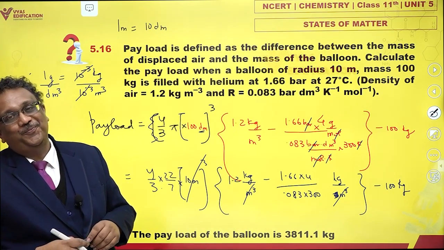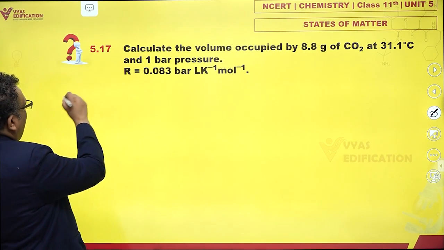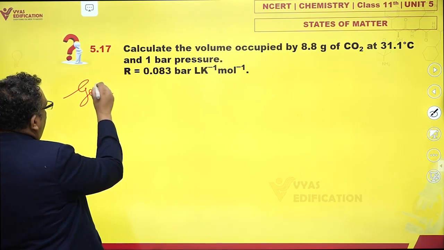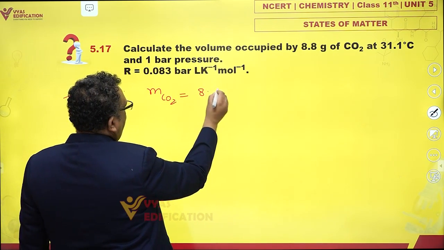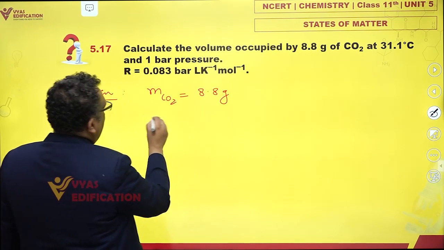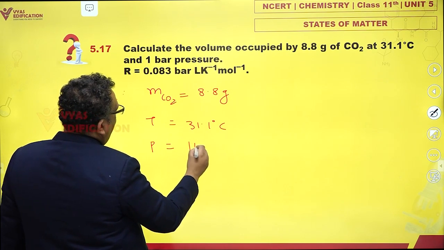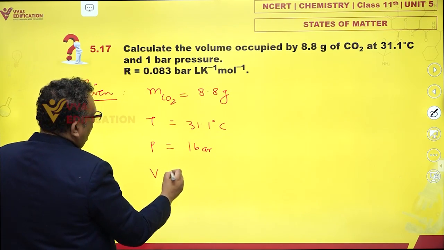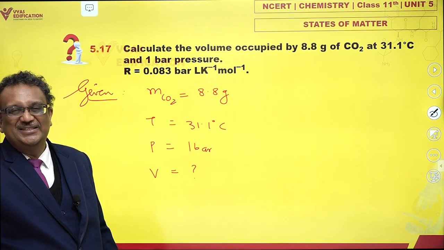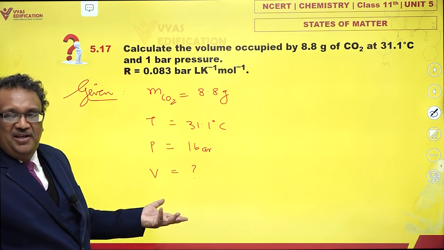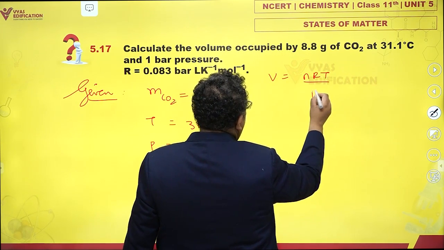Calculate the volume occupied by 8.8 grams of CO2. Don't forget to write Given. What is given? Mass of CO2 is 8.8 grams. Temperature is 31.1 degrees Celsius. Pressure is 1 bar. And the volume is asked. How will we find it? Now PV is equal to nRT, direct substitution. V is nRT upon P.